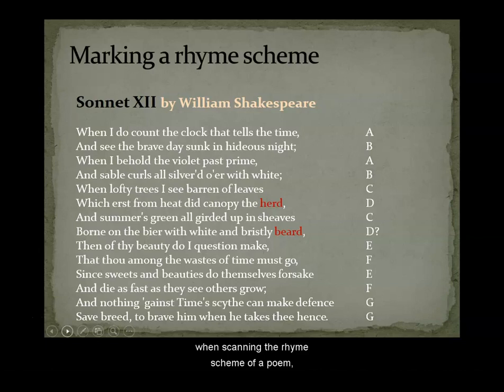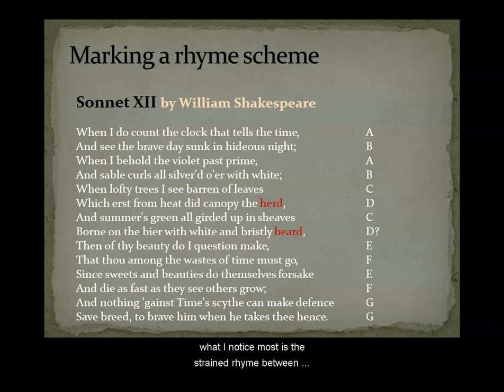Remember, when scanning the rhyme scheme of a poem, make sure to scan the entire poem. Don't end with the first stanza because sometimes authors change the rhyme pattern or abandon rhyme schemes altogether. Remember, there is a reason for this. Shakespeare's 12th sonnet has a very specific type of rhyme scheme which identifies it as an Elizabethan sonnet. Notice that there is a shift in the last 2 lines that would signify a thematic, rhetorical, or tonal change.